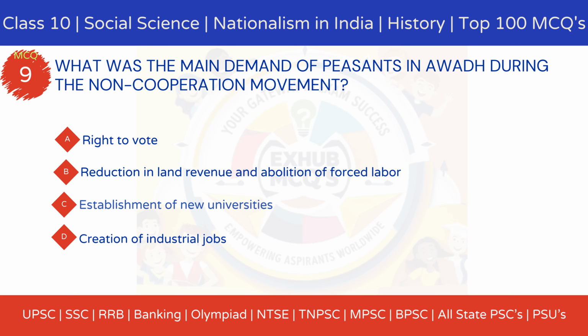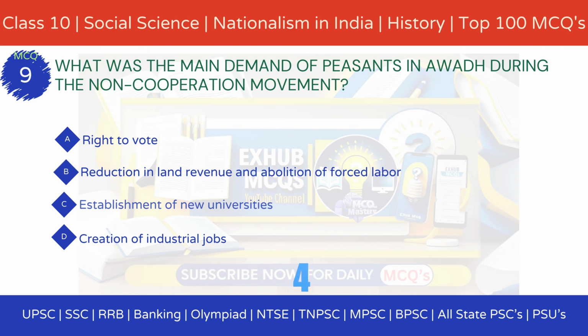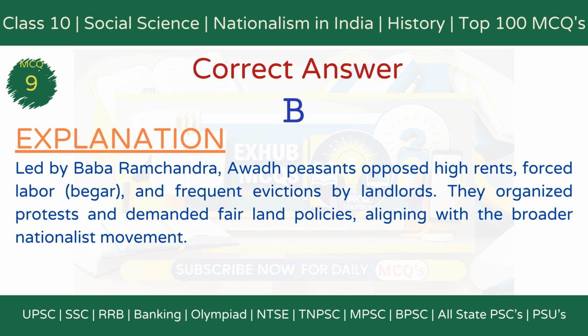MCQ 9: What was the main demand of peasants in Awadh during the non-cooperation movement? Option B, reduction in land revenue and abolition of forced labor. Option C, establishment of new universities. Option D, creation of industrial jobs. The correct answer is option B, reduction in land revenue and abolition of forced labor.